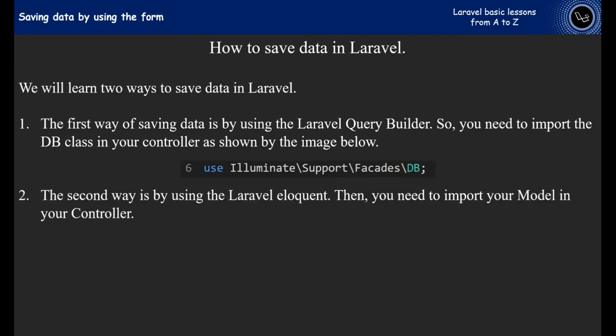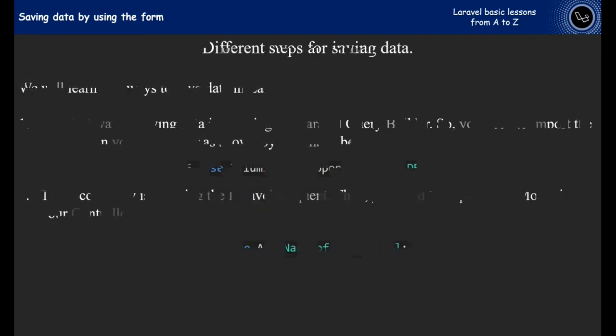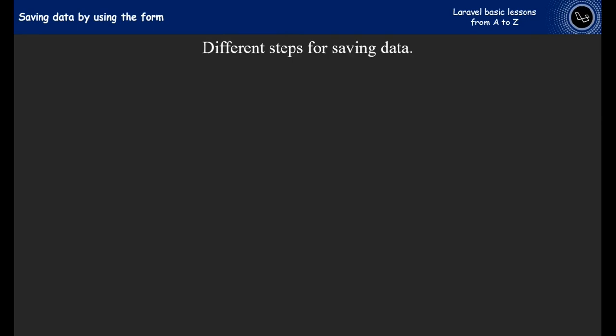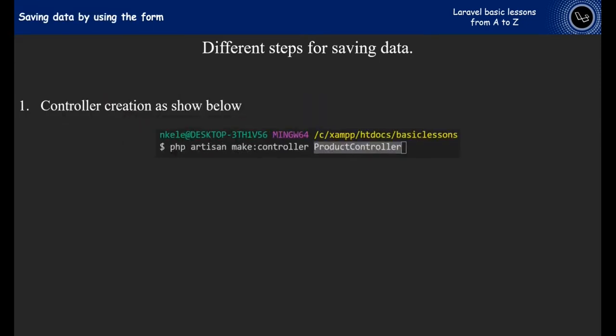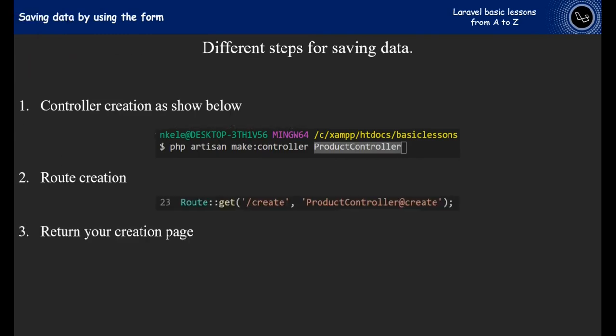Otherwise, the second way is by using the Laravel Eloquent. Then you need to import your model in your controller. And we have different steps for saving data. First of all, we're going to create a controller as shown by the image below. Secondly, we're going to create the route. And we are going to return also the creation page, as you can see here.